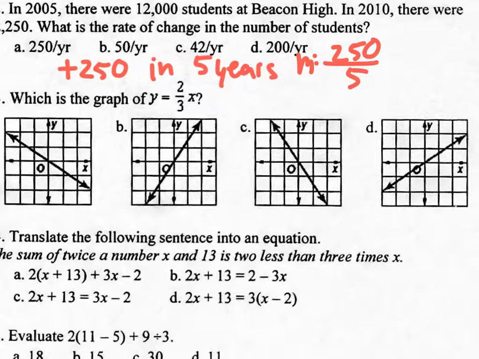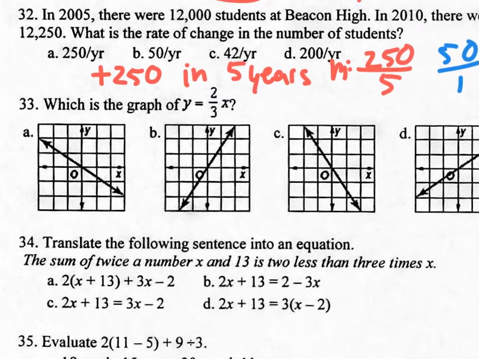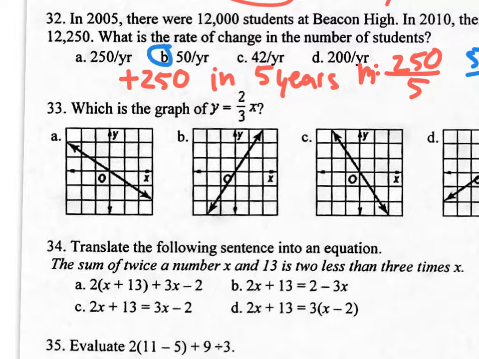Okay, and whenever you have a slope, a fraction, and you could reduce it, you better reduce it. So let's do that. 250 divided by 5, that ends up being 50 over 1. Now what does that mean? It means that it increased 50 students for every 1 year, per year. So which option is 50 students per year? That's option B. Moving on to number 33.